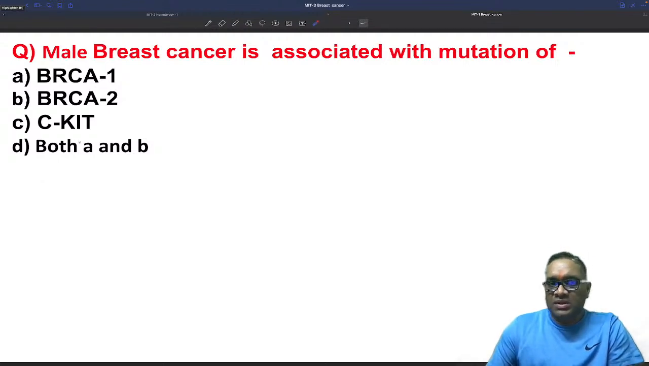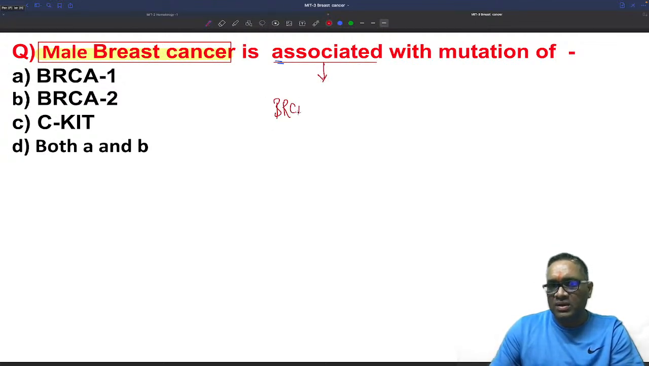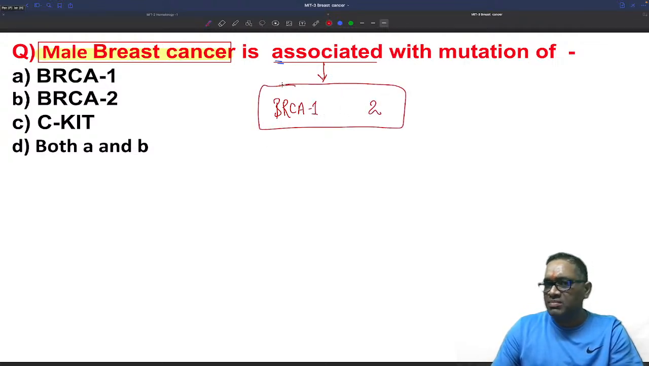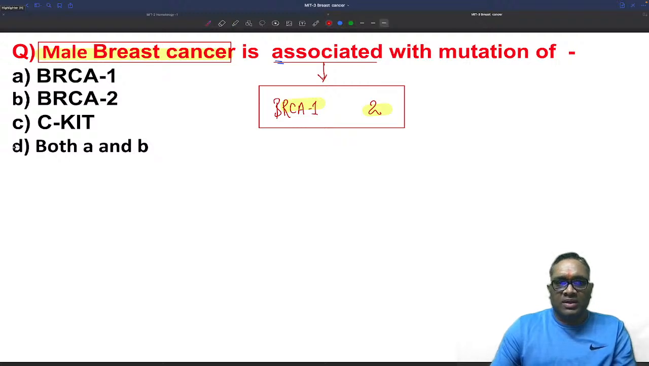So the correct answer for this question is, see, I will just tell you one thing. The question is associated with. The examiner did not ask about most common. The question is about male breast cancer, right? Male breast cancer is associated with. So this is again a very, very important thing. It is not asking about most commonly. So please remember, it is associated with both BRCA1 and BRCA2. Both are associated with male breast cancer, right? So when the examiner is asking who is associated, both will be associated. So the answer should be D.